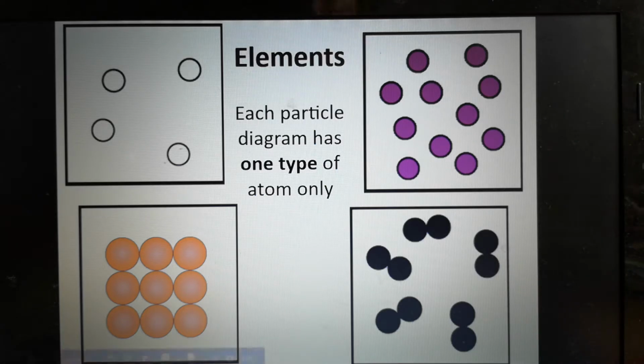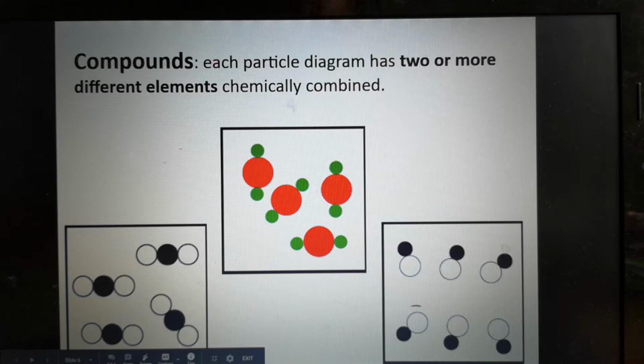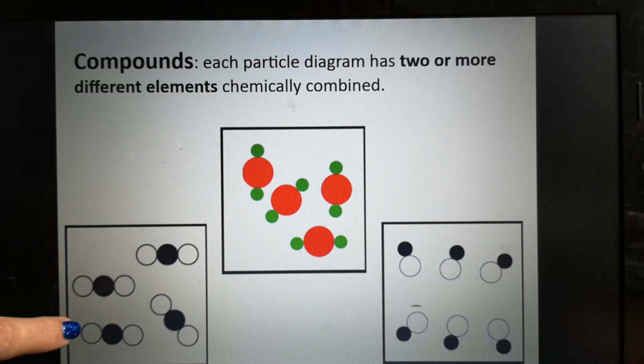So compounds, remember, are formed when two or more different elements react together and we get a completely new substance. These are particle diagrams showing compounds. And we know they're compounds because we've got two different, or more, we could have more than two different atoms, but we've got two different atoms.